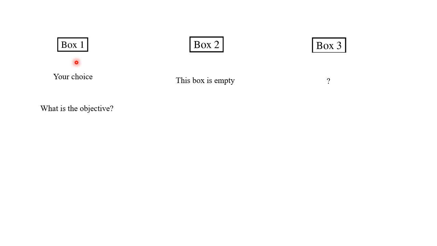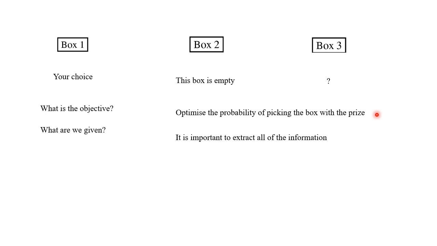Now, in order to get a fix on this problem, what is it that we're trying to achieve here? We're trying to optimize the probability of picking the box with the prize. That is, it's the probability that the box that you have has the prize. What are we given exactly? You've got to extract all of the information out of this problem.